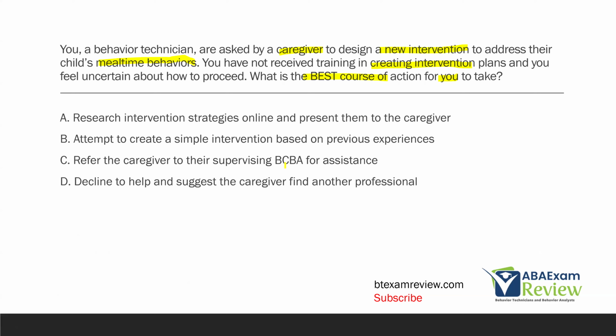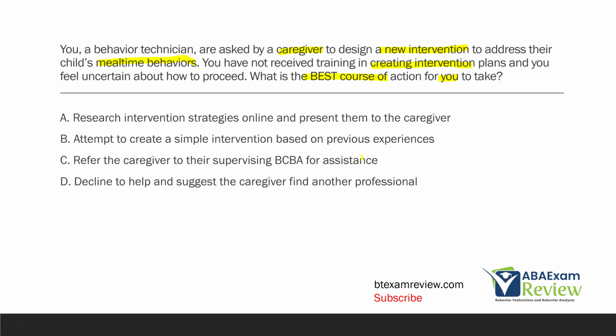C, refer the caregiver to the supervising BCBA for assistance. Yes, this is the route we need to take. It's always going to be refer out to your supervisor or talk with your supervisor first and then proceed. So if the caregiver asks you to do this, you can tell them, I'm going to talk with my supervisor first, and then we'll go from there. But referring them to the supervisor is also a good course of action.